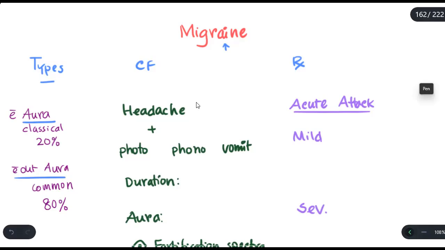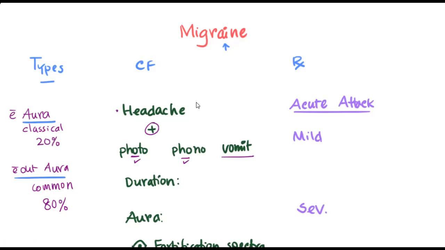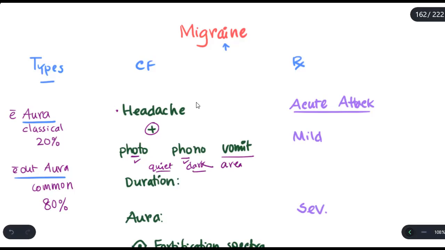What are the clinical features? The patient will have a very severe throbbing headache, and usually this is unilateral, but some cases may be bilateral, with photophobia, phonophobia. They will not be able to look at the light. They will not like listening to any sound, and often they vomit. So as they have those, they will try to lie or rest in a quiet and dark area, because they have photophobia and phonophobia. The duration of migraine may be from 4 hours up to 3 days or 72 hours.